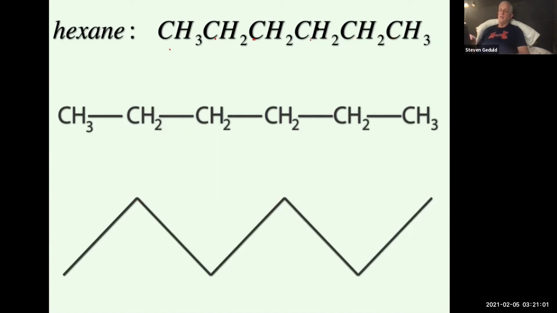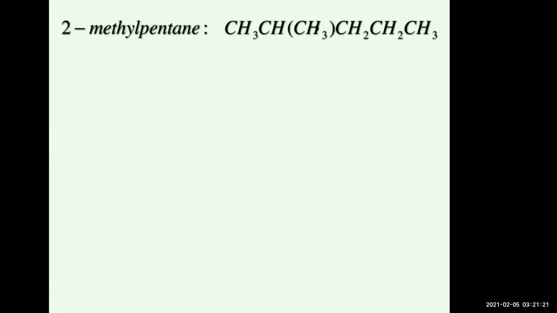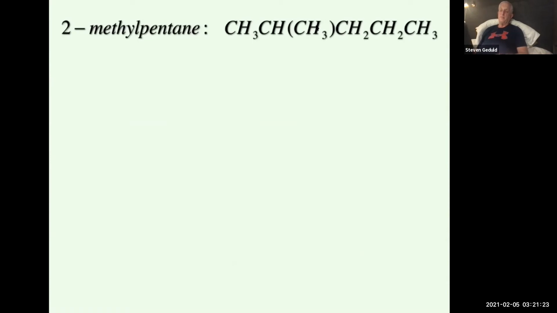Okay, so there's your hexane. There's 1, 2, 3, 4, 5, 6. Making sense? Yeah. All right, perfect. Now we got 2-methylpentane.